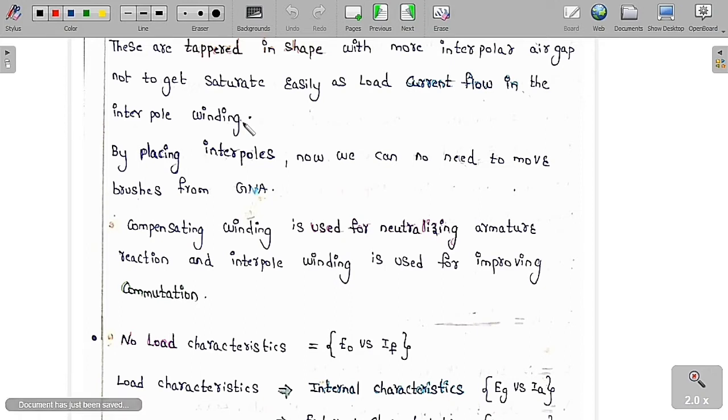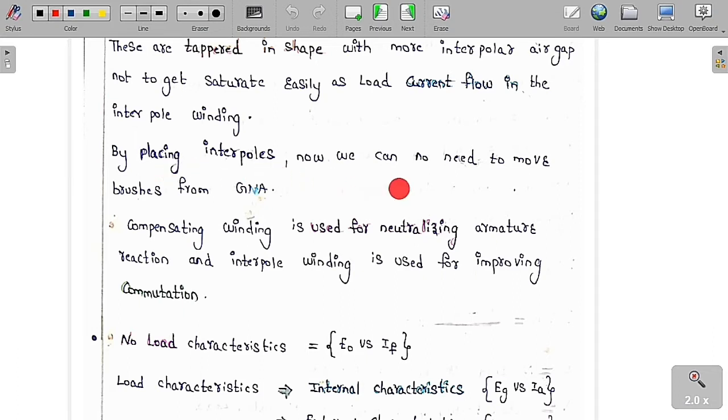So these interpoles are tapered in shape with more interpolar air gap between the interpoles and the armature. They have a huge amount of air gap, so as not to get saturated easily as load current is flowing through the interpolar winding. More air gap means it will never become saturated easily.